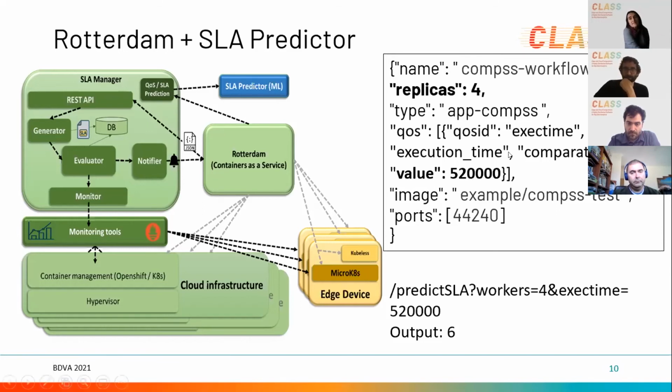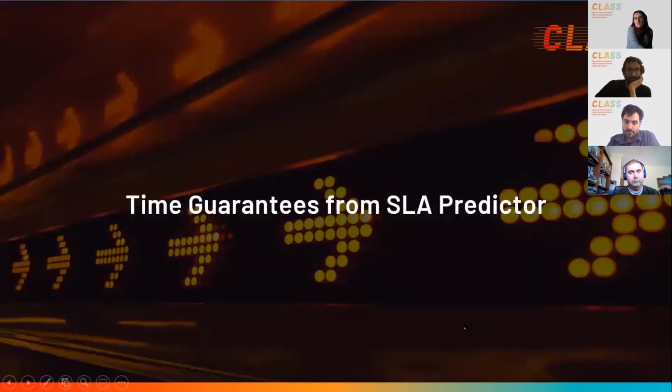So as you can see, we have changed the quality of service. Instead of the deadline missed, we have changed it to 2 parameters: the expected execution time, and the number of initial workers, that is the replicas. With this information, we call the SLA predictor with the number of seconds of execution time, and we obtain the expected optimal number of workers. This is the same example that we saw in the previous slide, where we saw that it was 6.